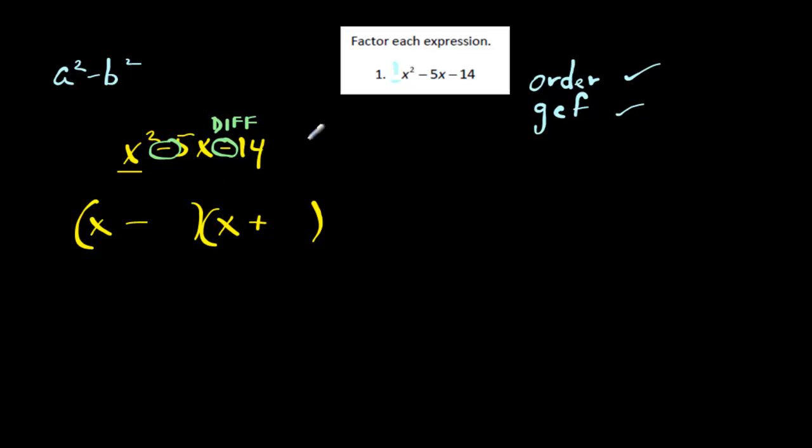So we need two numbers, so let's look at the multiples of 14. So 1 times 14, 2 times 7. Remember, the larger number is going to be negative. Now, which one of these is the right combination that would give us a negative 5x? It would be this one right over here. So it's plus 2 and minus 7. So this is our factored answer. And we're done.